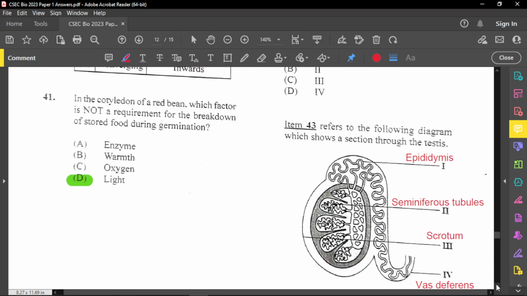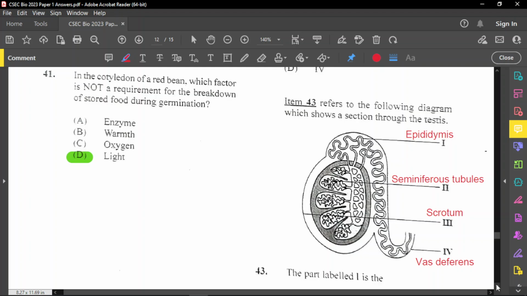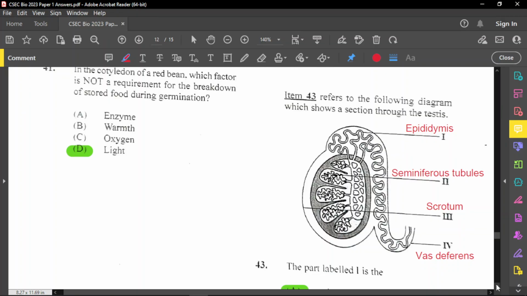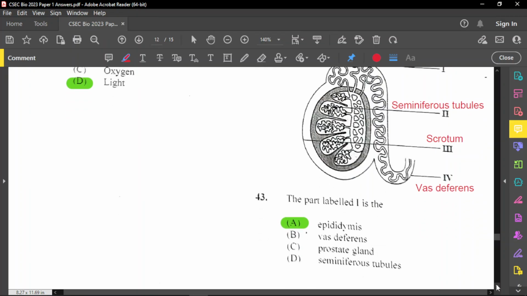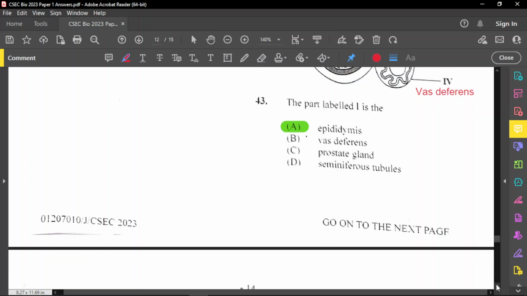For 43, item 43 refers to the following diagram, which shows a section through the testis. I've labeled all of the structures. We have the epididymis, and we have the seminiferous tubules, which is the part where sperms are actually produced. The epididymis temporarily stores sperm cells until they are mature. We have the scrotum, which is structure 3. Structure 4 is the vas deferens leading away from the testis. So 43 said the part labeled 1 is the epididymis, so we can just run across that.